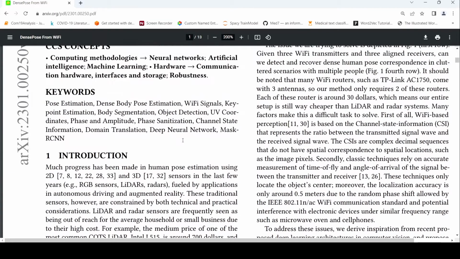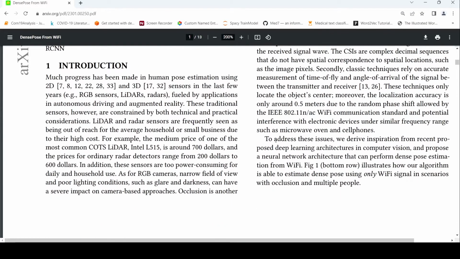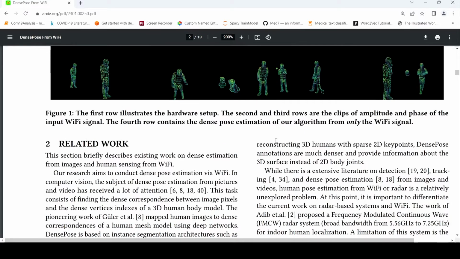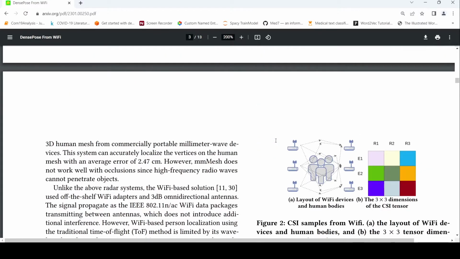So one thing which is of importance is that all Wi-Fi based perception is based on something called channel state information. It represents the ratio between the transmitted signal wave and the received signal wave. So that is what it depends on. And how do they do it? So let me directly go to this part.